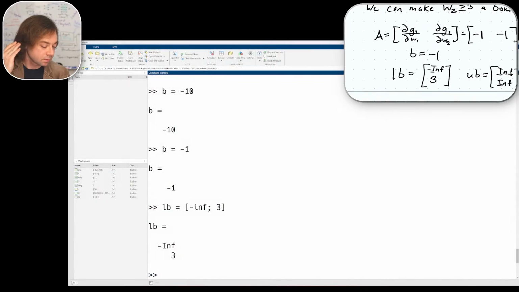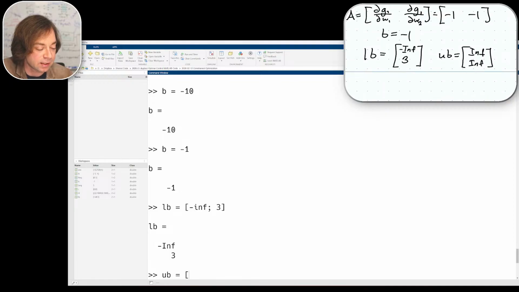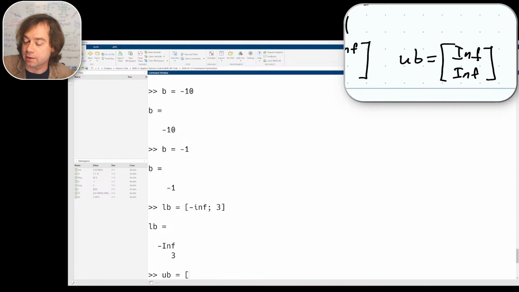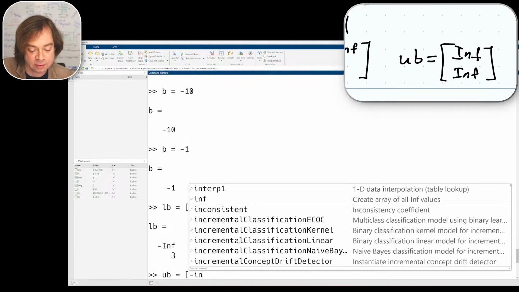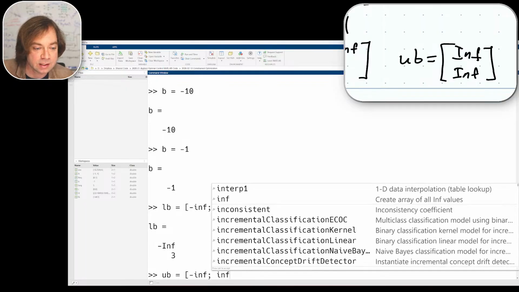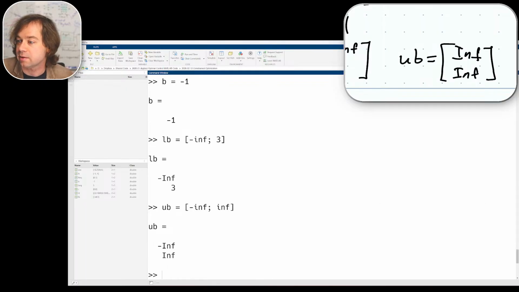All right. Okay, we've got that. We've got UB, and our upper bounds are just 2 infinities, right? Positive infinity. The sky is the limit for these variables. Infinity, semicolon, infinity for both variables. So we put it like that. All right. So now we have an upper bound and a lower bound.